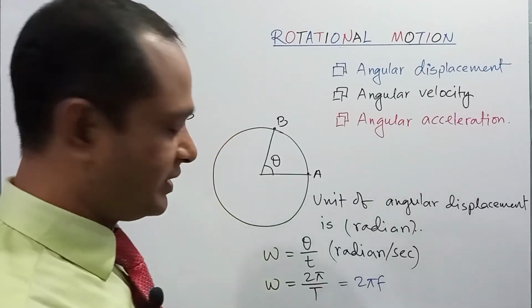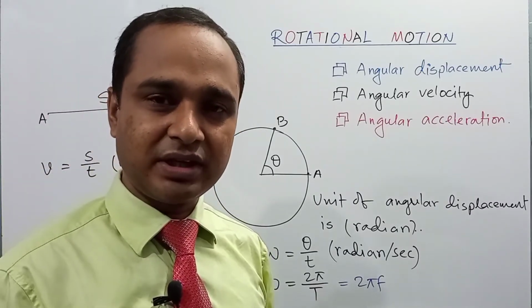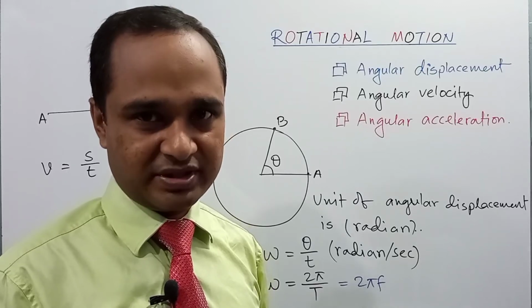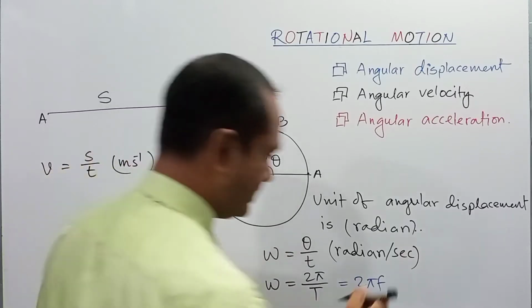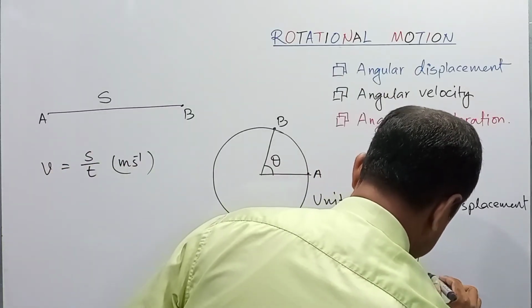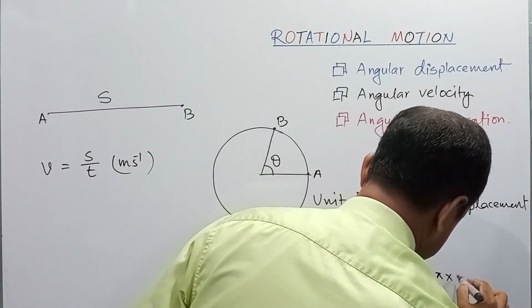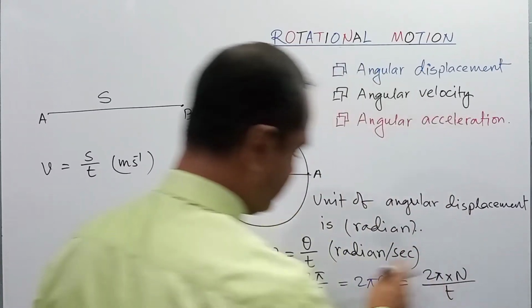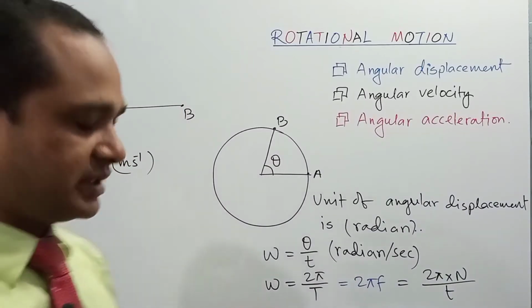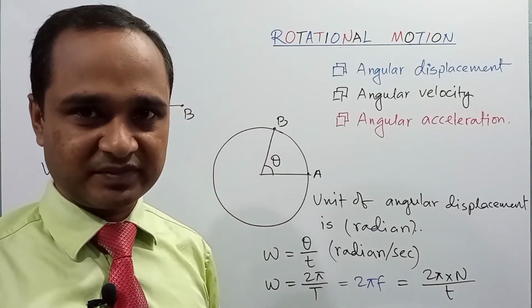So, for n rotations the total angle will be n into twice pi. So, in that case the value of theta will be n into twice pi, and omega will be that multiplied by n divided by, here time will be t. So, this is also an expression for the angular velocity, right.